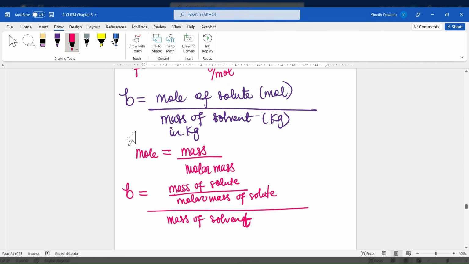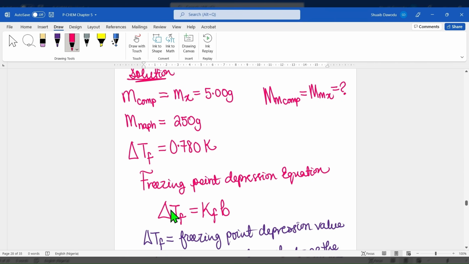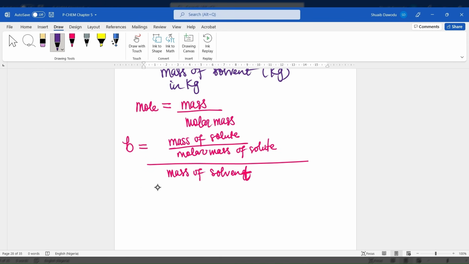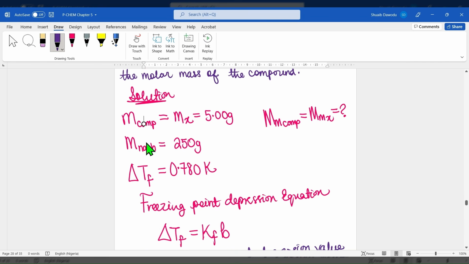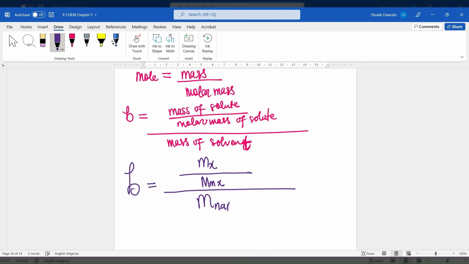So now to the algebra part. I'm going to be thinking of the compound as compound X, so rather than writing compound, I'll be writing X. So the value for b is simply the moles of solute, and the solute here is compound X. So the number of moles equals mass over molar mass, so it's just going to be M sub X, the mass of the solute, divided by the molar mass of the solute, divided by the mass of the solvent. The solvent here is naphthalene, so divided by the mass of naphthalene.